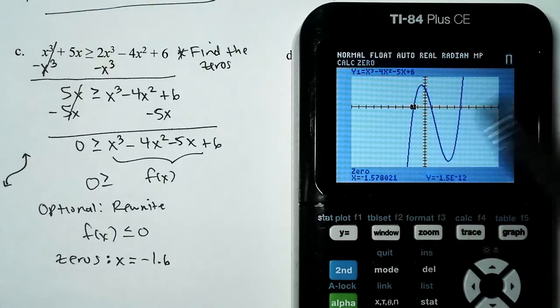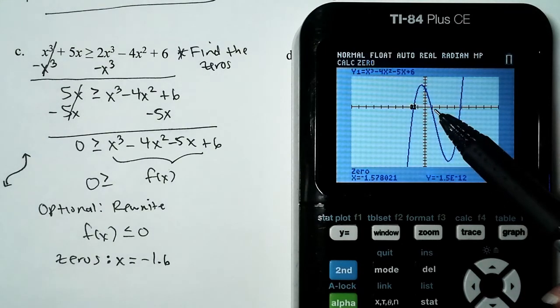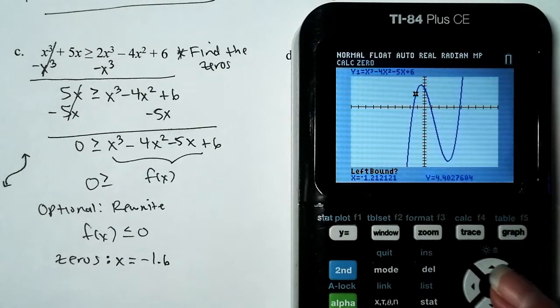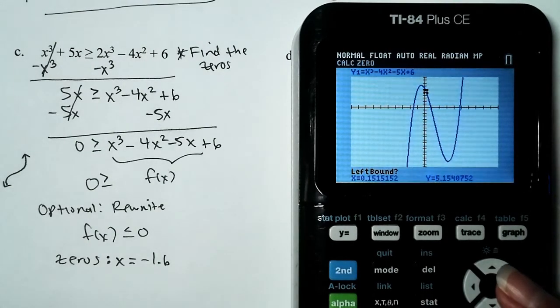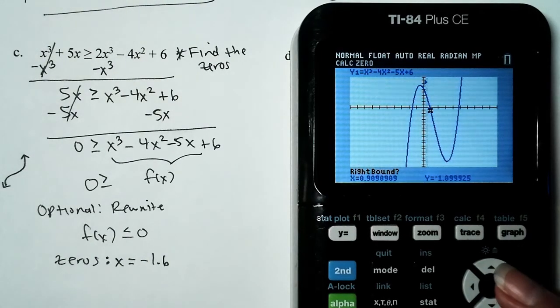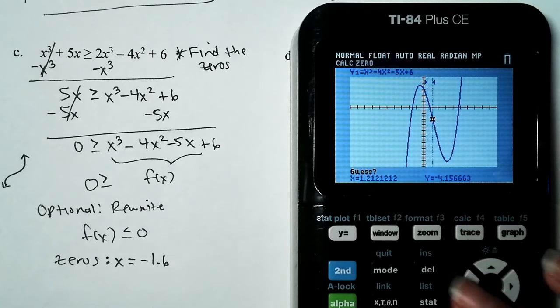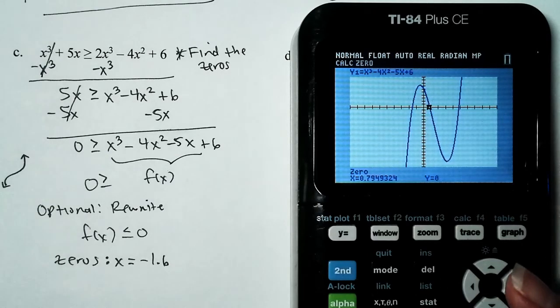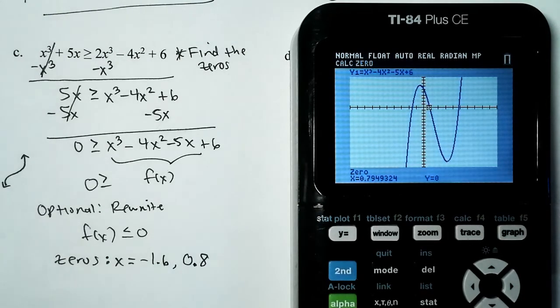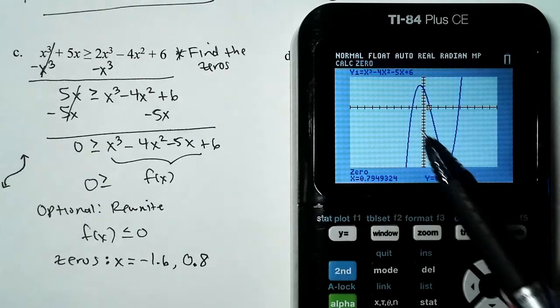So let's find this other zero, the one that looks like about 1. Second calc, 0. Put the cursor somewhere to the left. I think we're good. Enter. Somewhere to the right, enter. Guess. Cool, we did it. To one decimal point, that's about 0.8. So we have negative 1.6 and 0.8. Fantastic. Okay, 2 zeros down, 1 more to go.